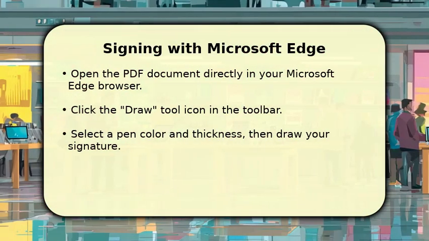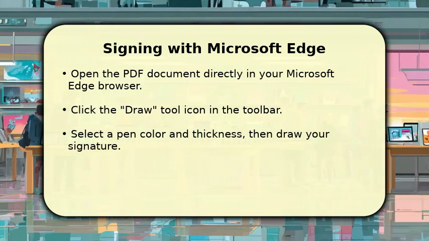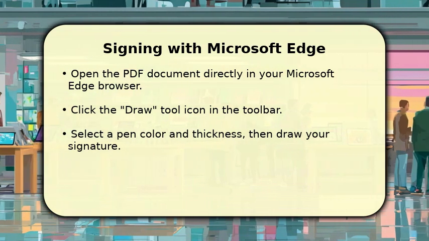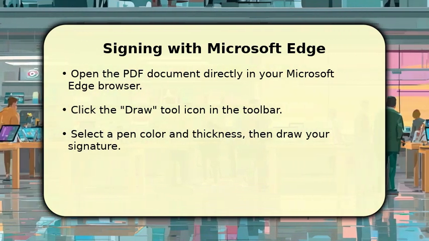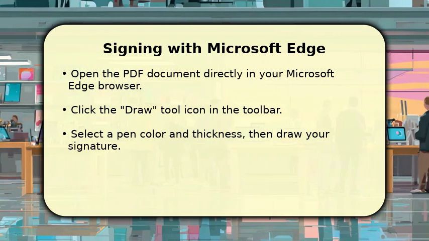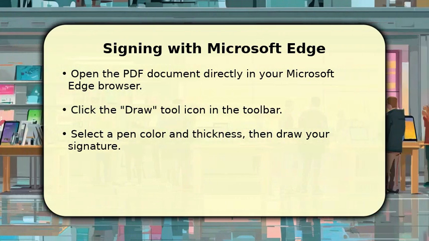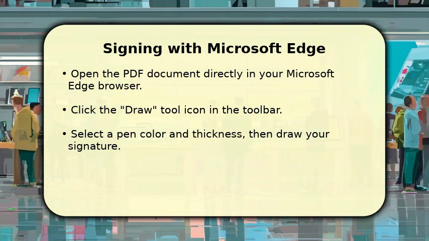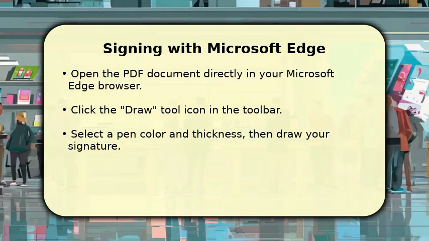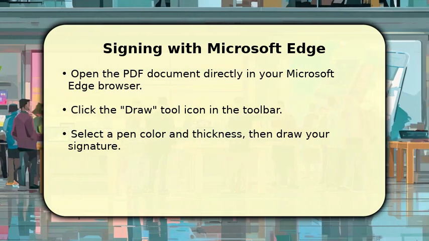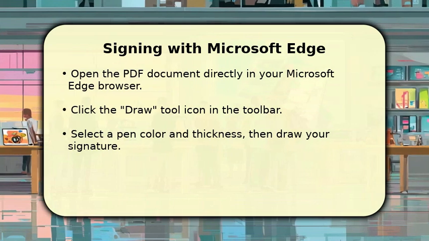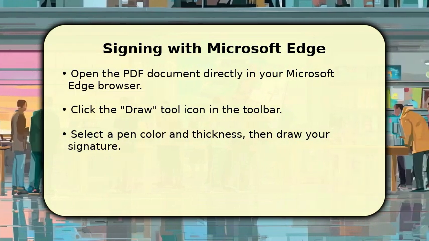Did you know you can also sign PDFs directly within your web browser? If you're using a Windows PC, Microsoft Edge offers a convenient built-in feature. Just open your PDF document using Edge. In the toolbar at the top, you'll find a Draw Tool icon. Click on it, select your preferred pen color and thickness, and then use your mouse or a stylus to draw your signature directly onto the document. After signing, remember to save the modified PDF to your computer.